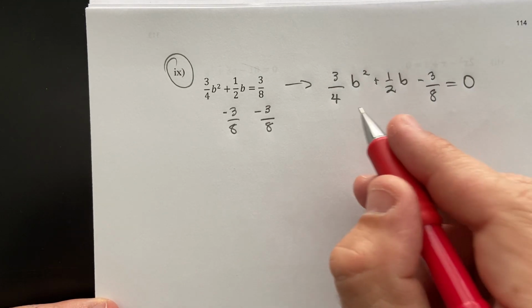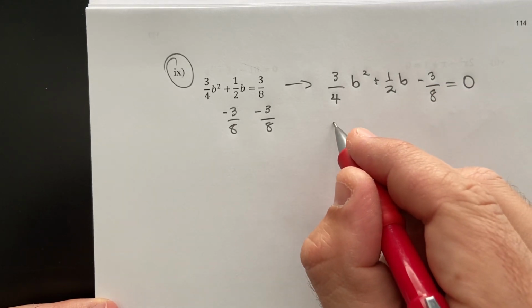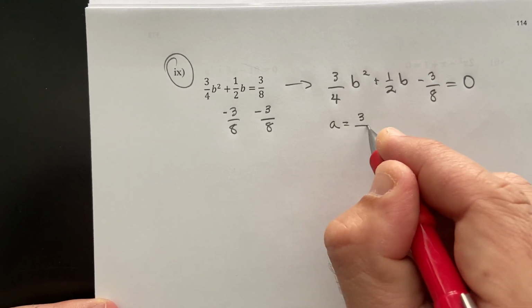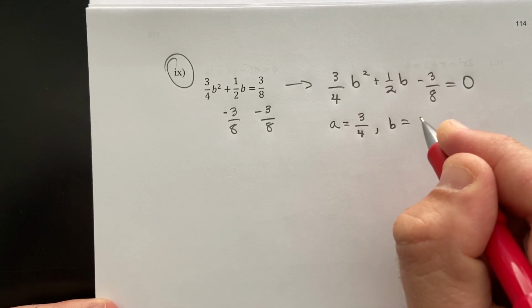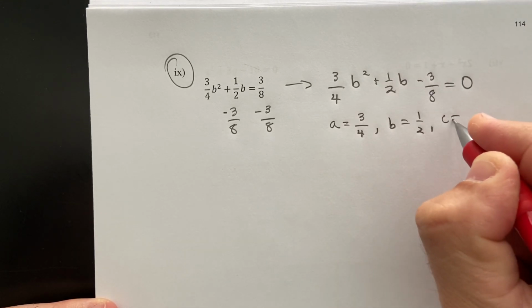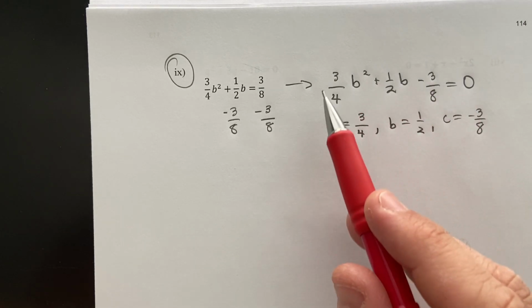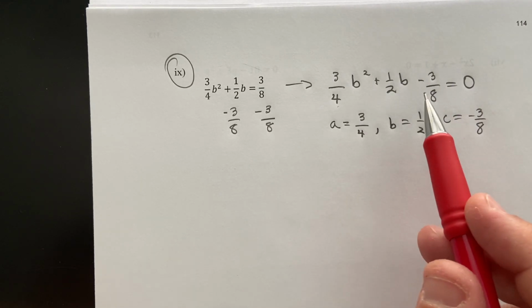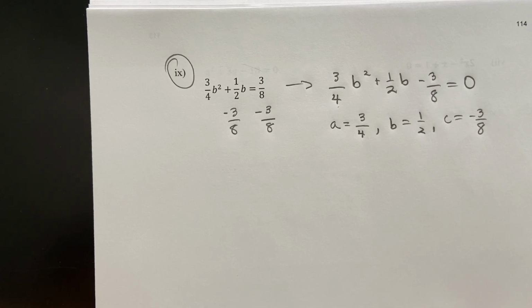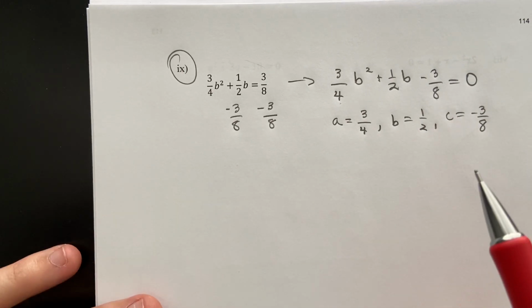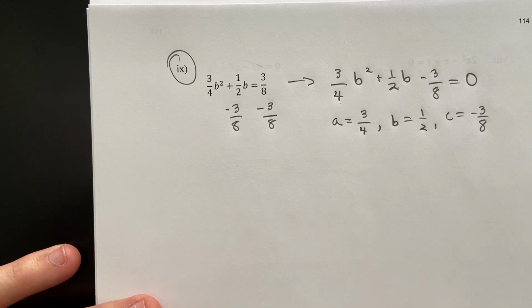And you have options, of course. I'm just going to choose to go ahead and call A 3/4, B 1/2, and C -3/8. Another option would be to multiply everything by 8, and you can get rid of all these fractions. I'm just going to show you that it doesn't matter. The fractions are totally fine to work with.